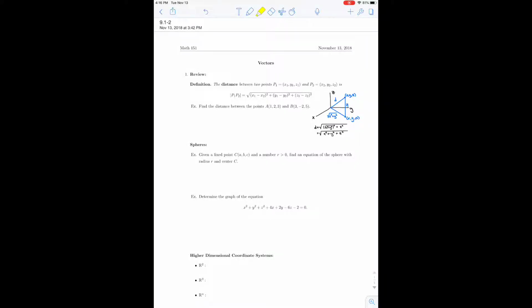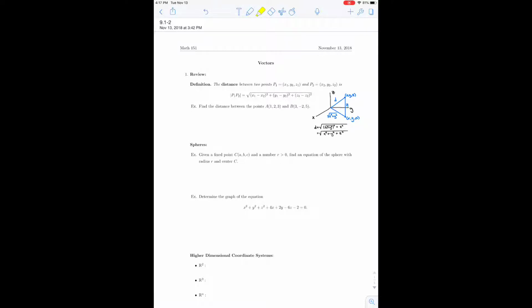Okay, this is going to be a lesson about three-dimensional coordinate systems and vectors. We're going to begin with the distance formula, which says that the distance between 2 points P1 and P2 is the square root of the difference between the x-coordinates squared plus the difference between the y-coordinates squared plus the difference between the z-coordinates squared.